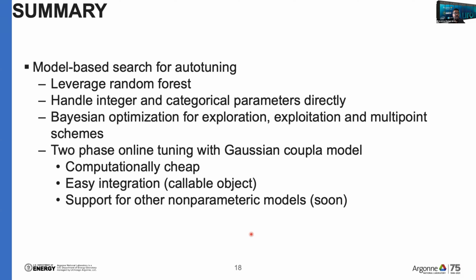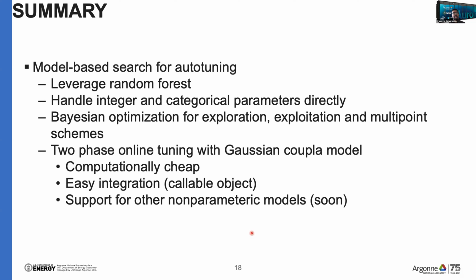And with respect to the online tuning, we currently use a Gaussian copula model. The reason being it's computationally cheap to train. To train on multiple input sizes, it takes less than a few seconds to fit this meta model. And once we fit that meta model, it is available as a Python object, and you can make it callable within your application, then use it for sampling in an online fashion.